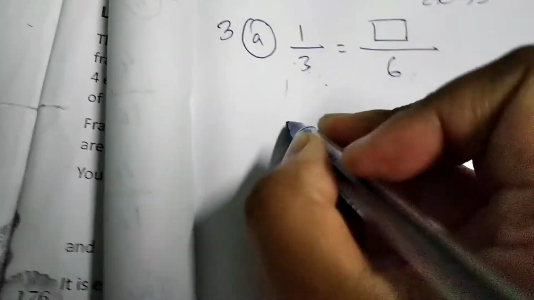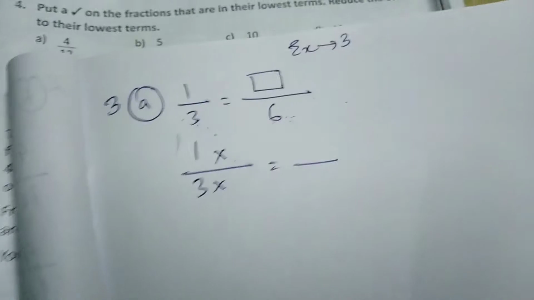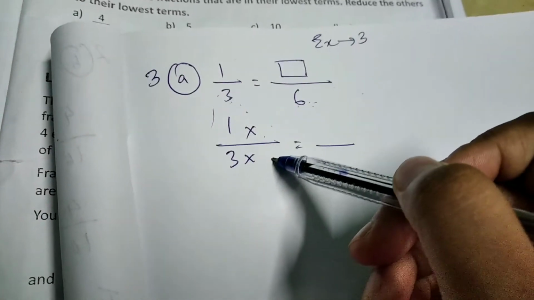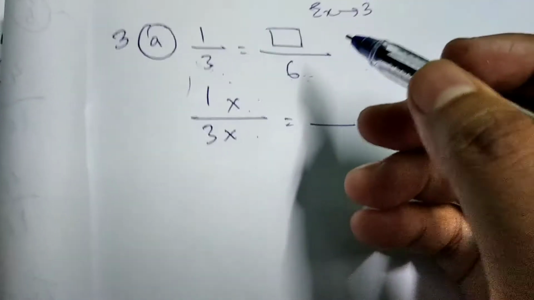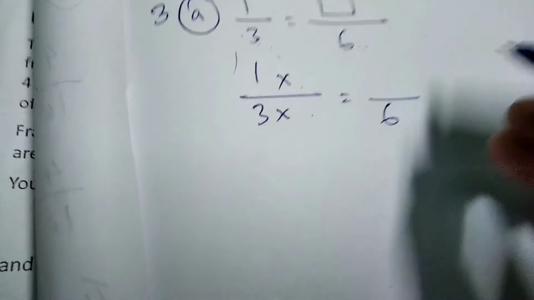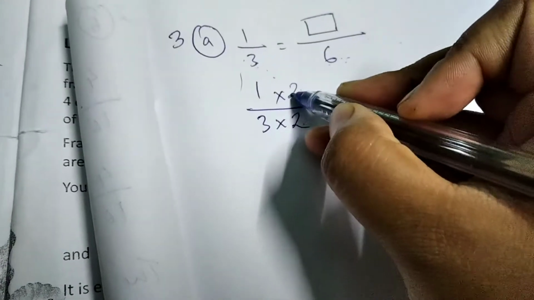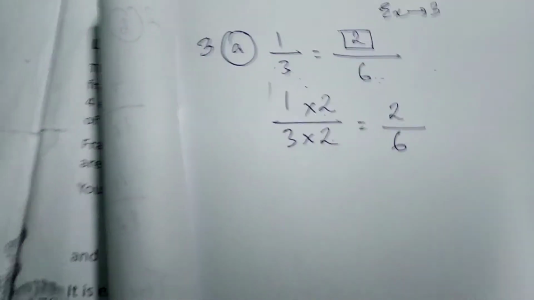Very easy, 1/3 you multiply by 2. In an equivalent fraction, whatever we multiply up, down also we multiply the same. Similarly, whatever we put down, up also you need to put the same. As we have put 6, 3 into 2 is 6, so up also 1 into 2 is 2. So 2/6 is the answer. Like that, let me do one more question.